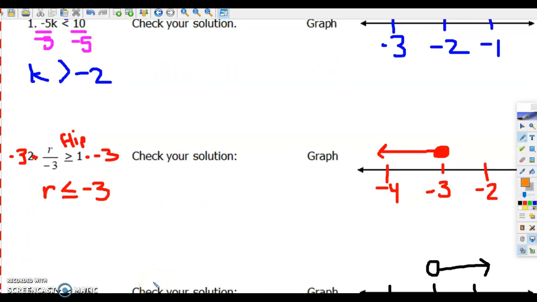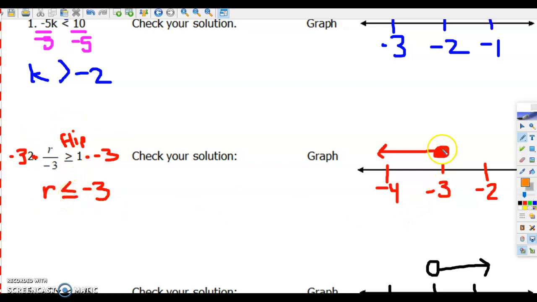All right, guys, almost done. Let's see how you did. In number 2, we had to multiply both sides by a negative 3, and when you multiply by a negative, we flip our sign in the middle from greater than or equal to less than or equal to. Notice I keep my R on this side, and we keep our answer on this side. The only thing we're flipping is the inequality symbol in the middle.